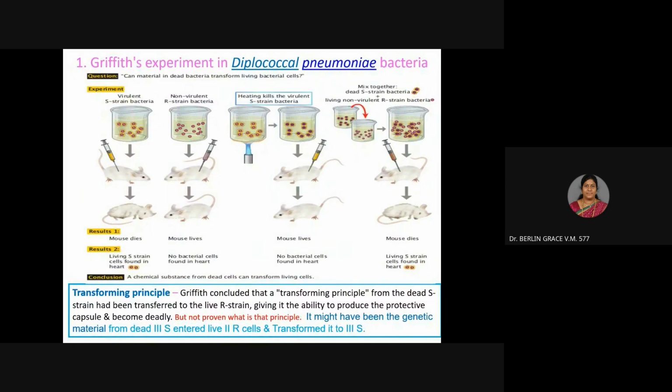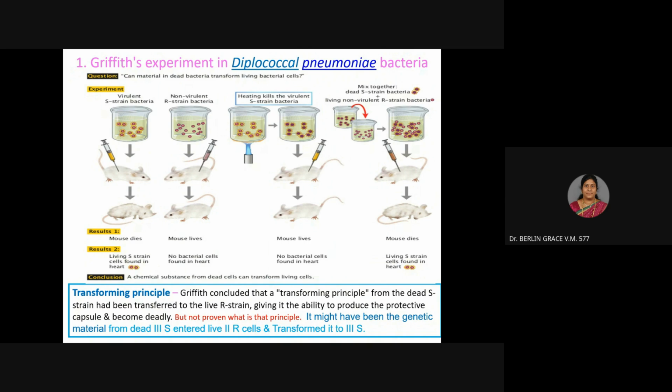The first experiment was the Griffith experiment, where the diplococcal pneumonia bacteria of two strains, S and R, 3S and 2R, were injected to mouse. The S could cause pneumonia and kill the mice, whereas R did not. The S, when it was heat killed, did not kill the mouse. And when they mixed these two, it could kill the mouse. Thereby, they gave the transforming principle.